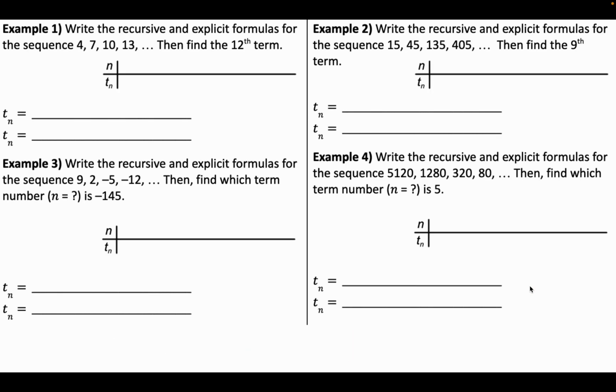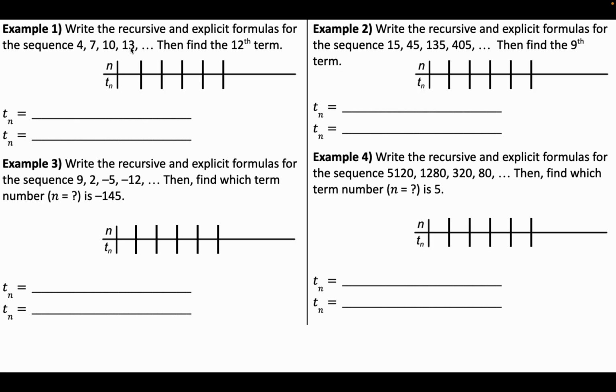Okay, let's go through a few examples here. In each of these examples, we're going to write the recursive and explicit formulas for the sequence, and then we will solve the problem that they ask us to solve. Sometimes it'll be evaluating, sometimes it'll be solving for n. Then you can see for each one I wrote a table out. You don't actually have to write out the table, but I think for a lot of you it'll be helpful in writing the formulas. So let's do this first sequence, 4, 7, 10, 13.